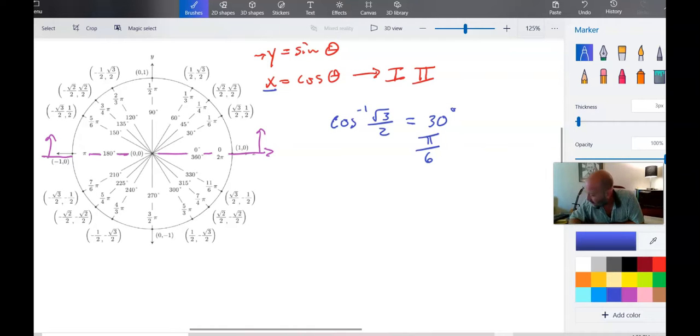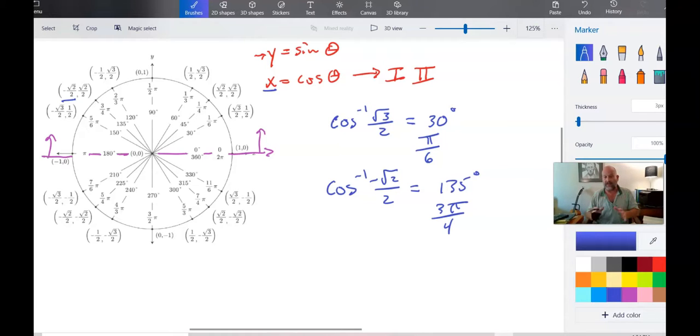If I want cosine inverse of negative root 2 over 2, right? What I do is I find negative root 2 over 2 in an x value. And let's see here, that's right there. And I'll just follow that angle back. So it is either 135 degrees or it is 3 pi over 4. Right? So you can work these out just by looking at the unit circle.